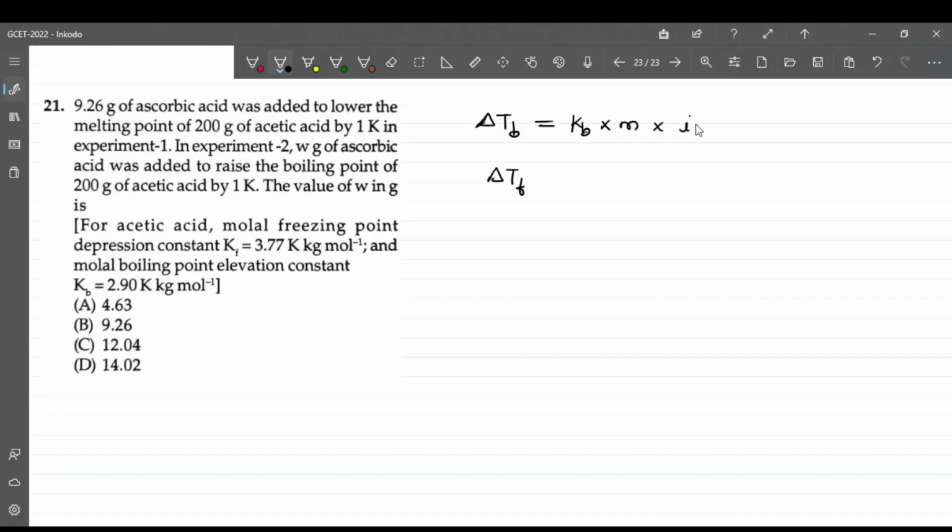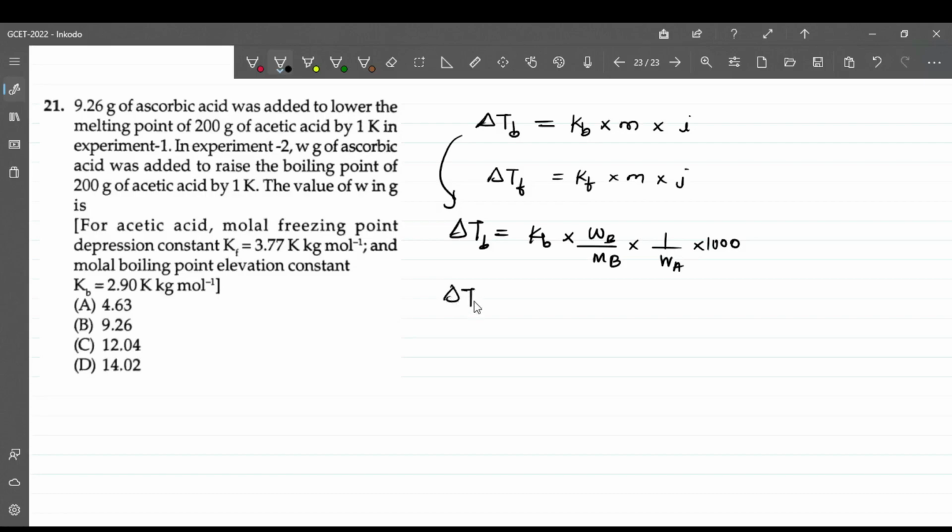Molality into i factor, right? The i factor is called the Van't Hoff factor. So delta Tb is Kb into molality into the Van't Hoff factor. Further, if I write this formula, molality is the number of moles of solute upon mass of solvent in kg. So we can write this as Kb into Wb upon Mb into Wa into 1000.